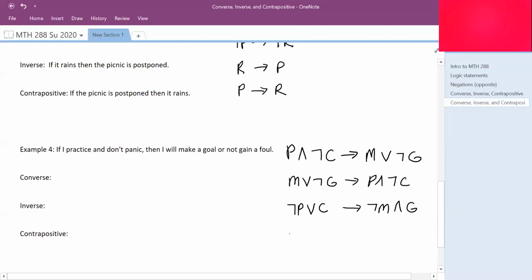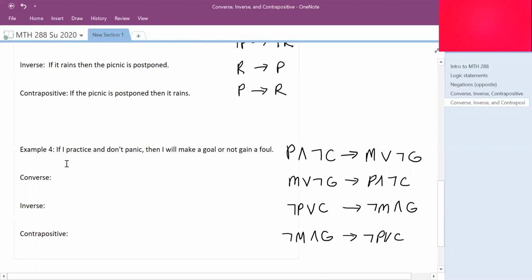The contrapositive, we have to switch places and do the opposite. So the M or not G comes to the front, but becomes not M and G. The P and not C goes to the end, but becomes its opposite, not P or C.